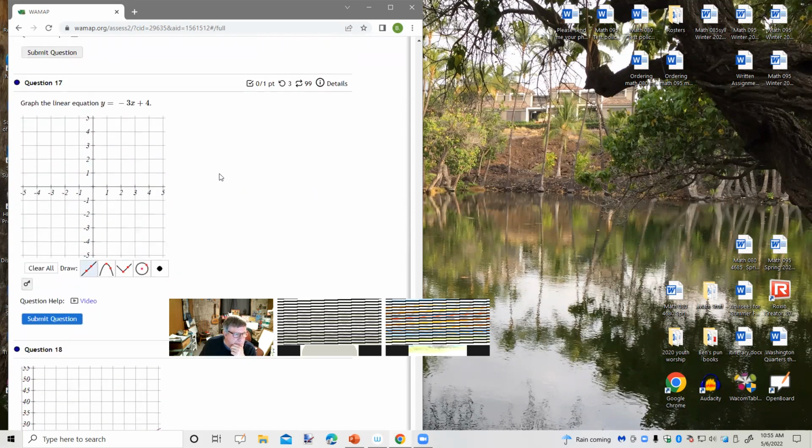Let's do this one. Where would you start? Where would you begin at? What's the y-intercept? At 4. There you go. And then what am I going to do from there? What's the slope? -3. Right. And it's the same thing as -3 over 1. There you go. Okay. You see that?